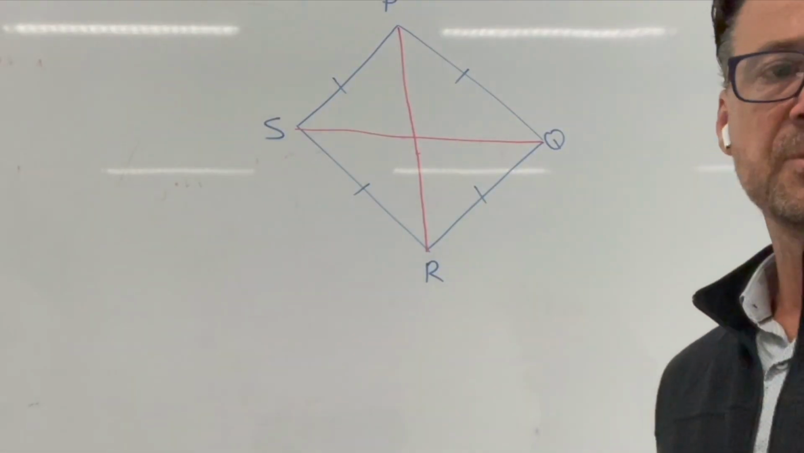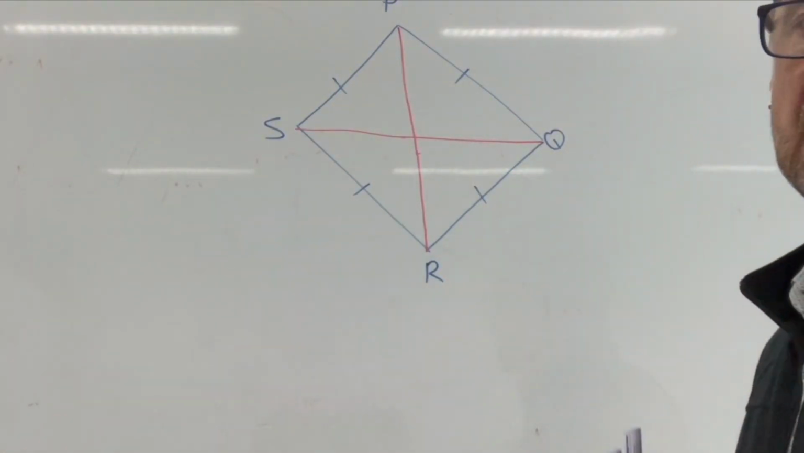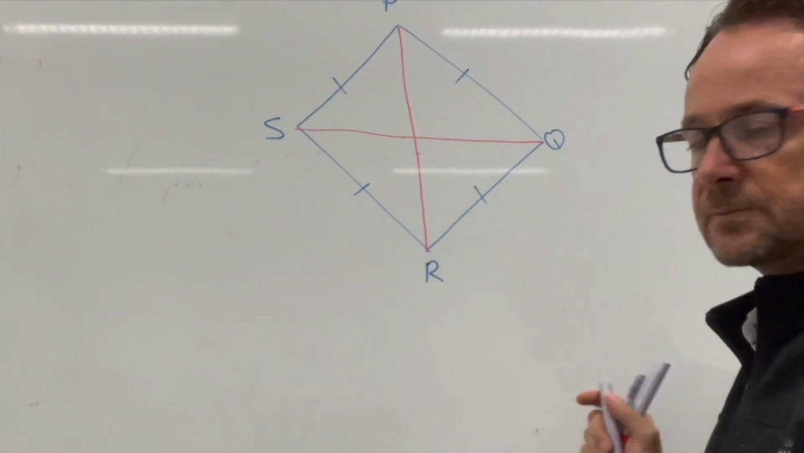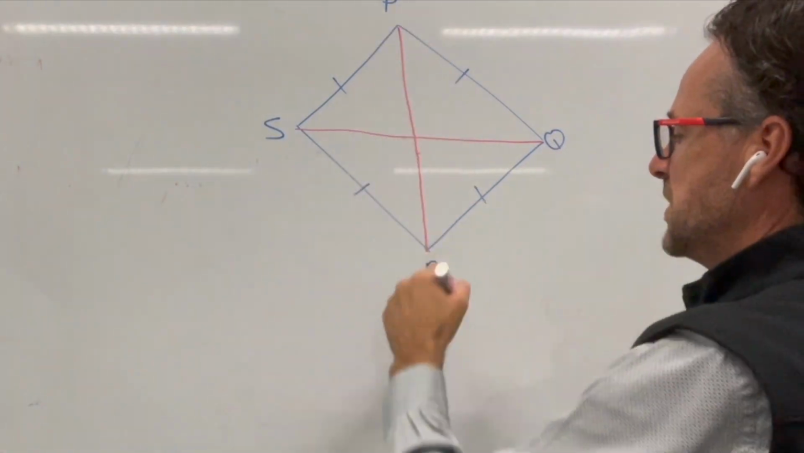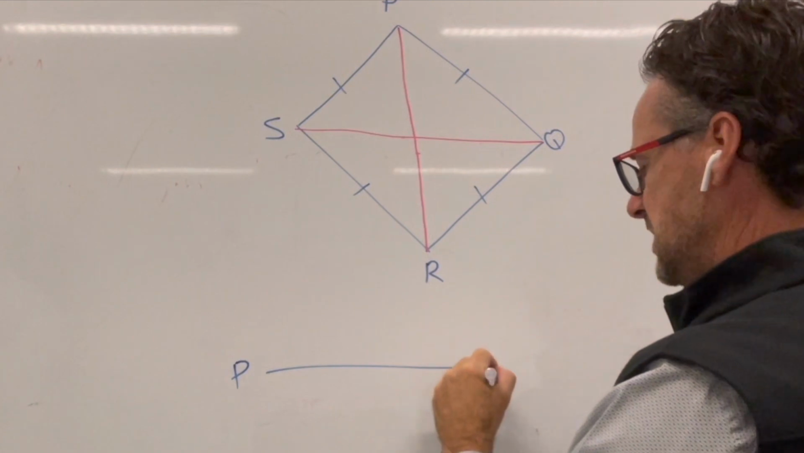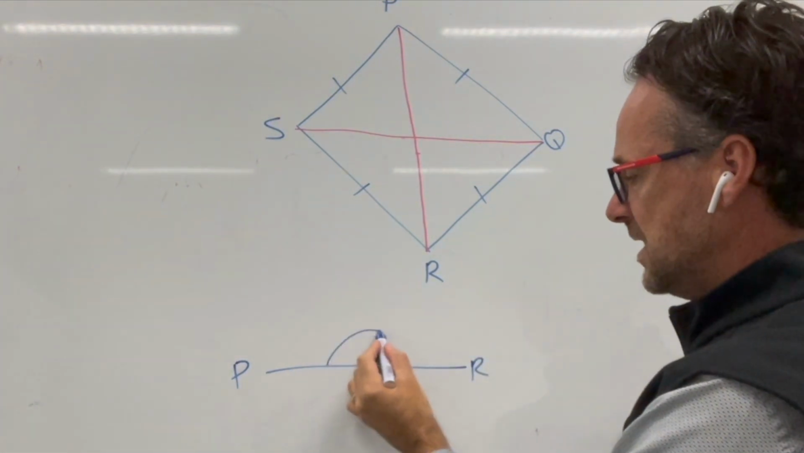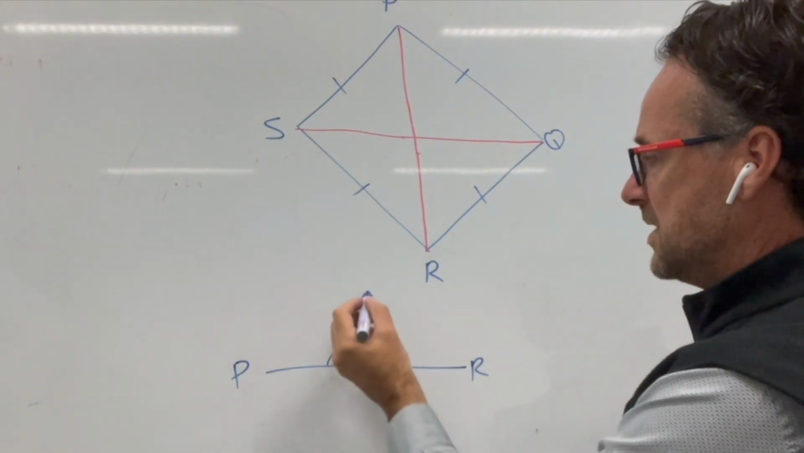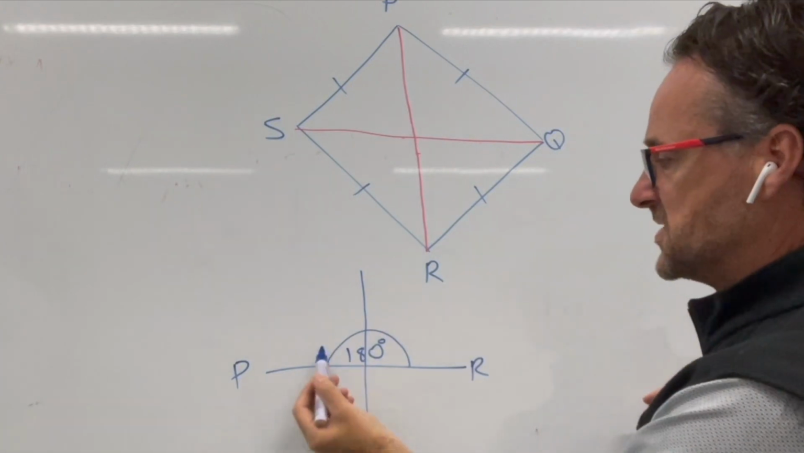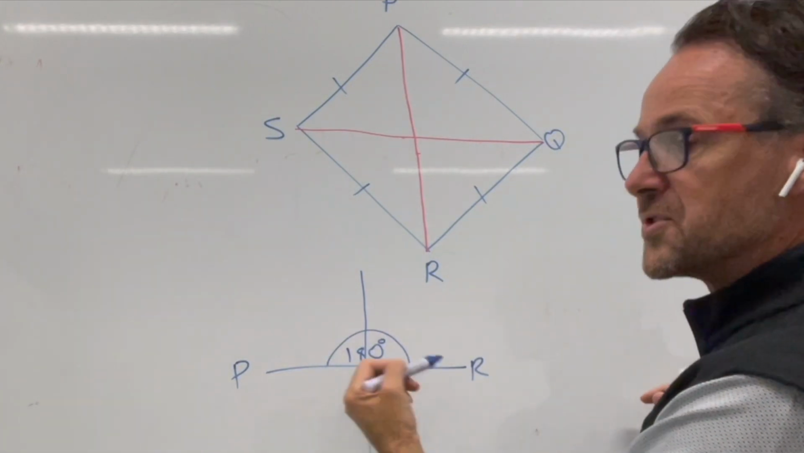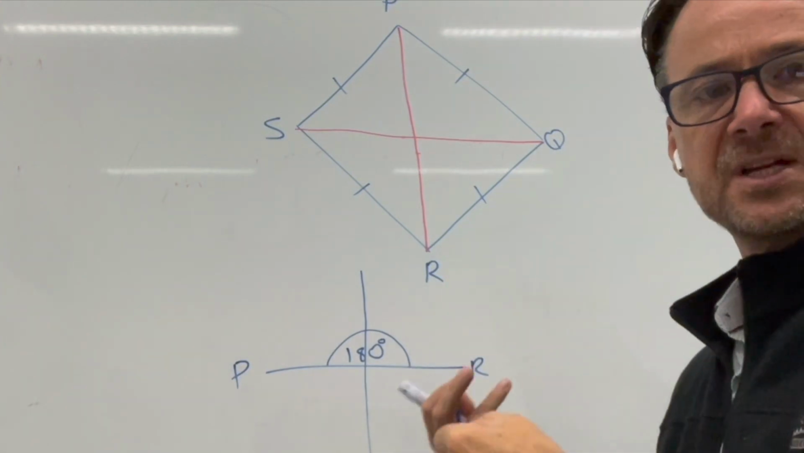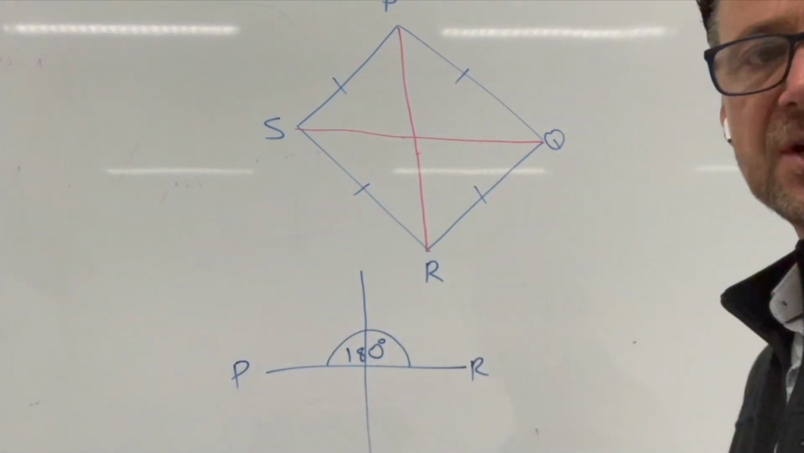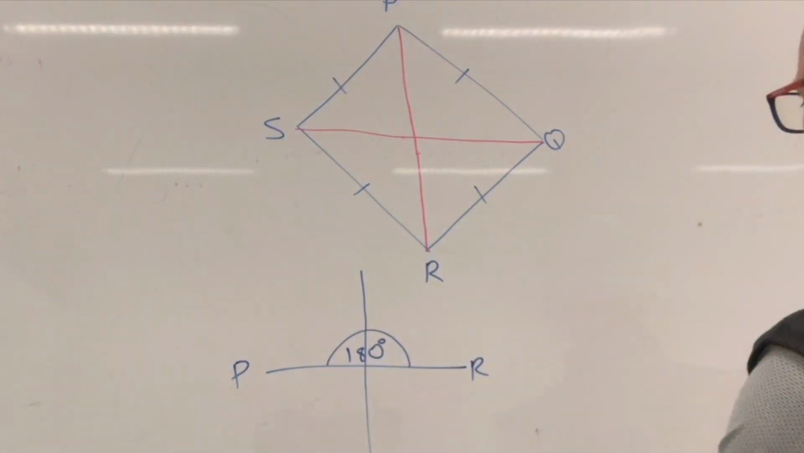Effectively what we need to do here is to show that these two angles here on either side, where it bisects, are equal. And what you have to remember is this line from P to R is a straight line. So therefore this angle here is 180 degrees. Now if we can cut through that and it's equal on both sides, then both sides will be 90, so 90 plus 90 equals 180. So as long as we can prove that they're equal, that proves that they're 90 degrees, it proves that they're right angles. So that's where we're heading with this.